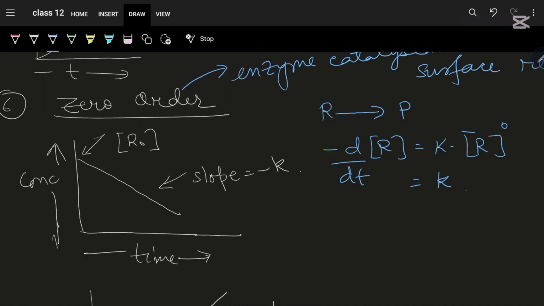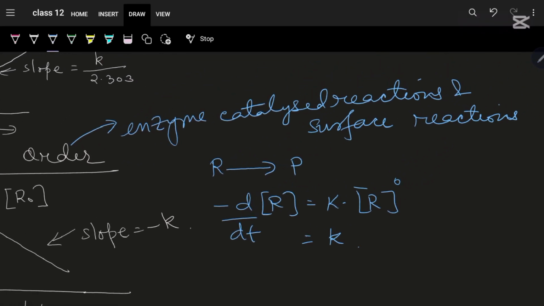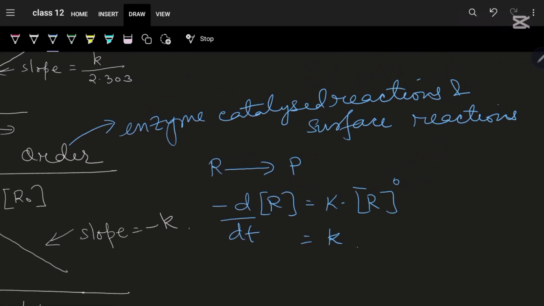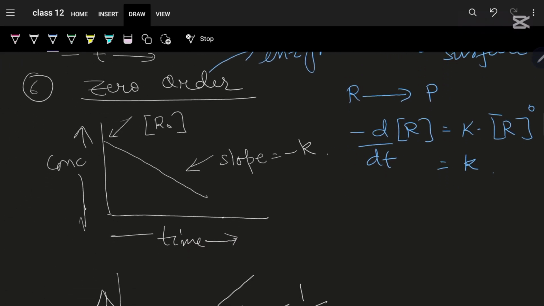Zero order reaction. Enzyme catalysis reactions are examples of zero order. All surface reactions, adsorption process, occlusion process, they are all surface reactions and they are of zero order.